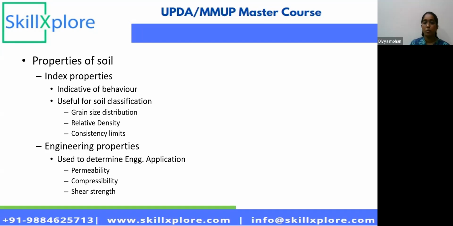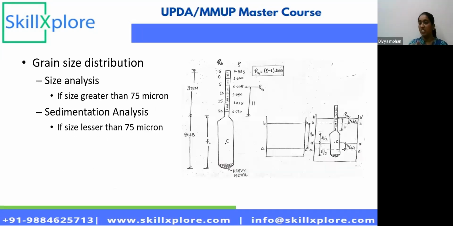These properties of soil can be divided into two categories. One is index property, another is engineering property. The index property is a physical property in which we deal with grain size distribution, relative density, and consistency limits, like how the soil behaves under its physical conditions. And engineering property is its capacity in terms of permeability, compressibility, and shear strength. First of all, we'll deal in detail with the index properties. The first thing is grain size distribution.